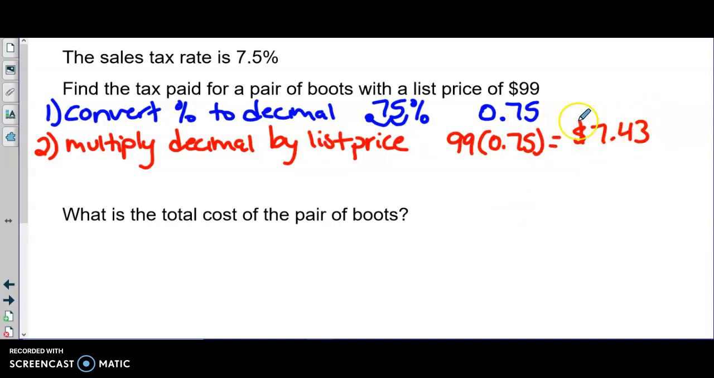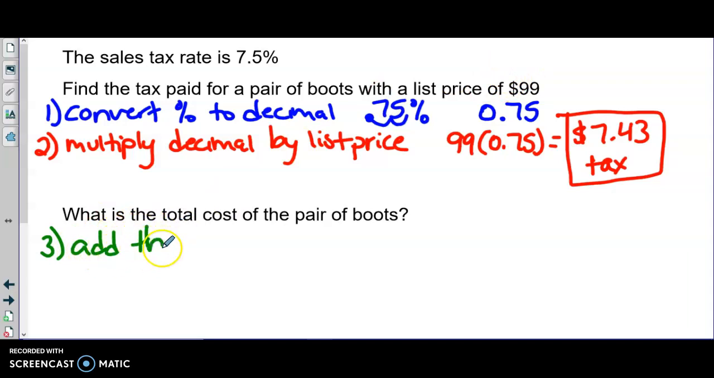Okay, that is the total tax paid, $7.43. That's the amount of tax. But we also want to find the total cost of the boots. And this is usually the last step here. So I'm just going to kind of write it as step 3. You're going to take the tax and the list price and you're going to add those together.